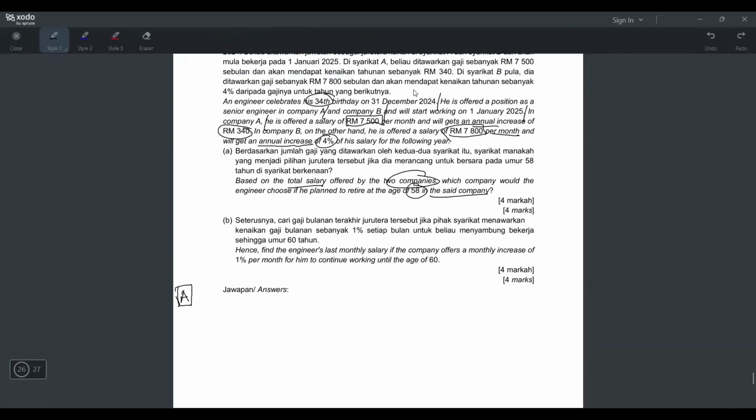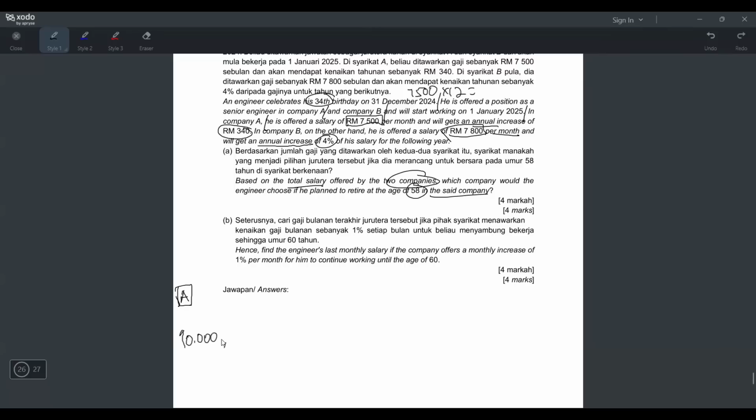You know why, right? Because if you write 7,500, that's for the first month. The next month also same. The third month also same. It never increases. It will only increase after 1 year, right? So what you should do is get the 1 year salary first. So what is 7,500 times 12? My calculator gives me 90,000. So this is the first year salary.